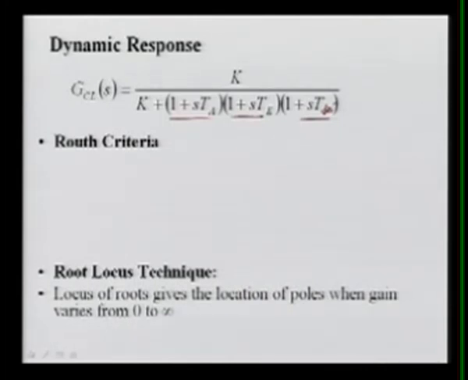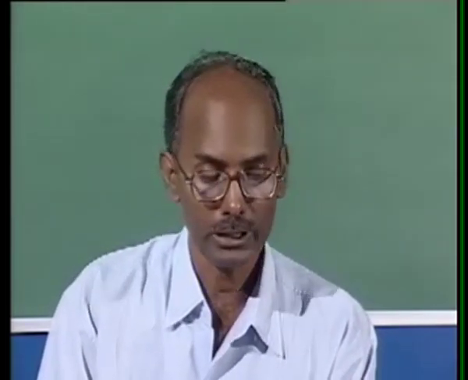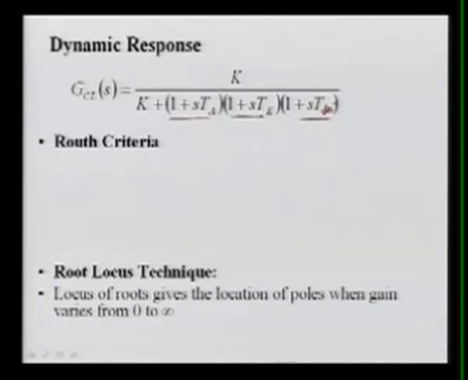Normally there are various criteria, because we want to see for what value of gain our system will be stable. The first one is that normally we go for the Routh criterion, which is basically a necessary condition, and it depends upon the characteristic equation of the system. Now what will be the characteristic equation? Here the denominator of this closed loop transfer function must be 0. So the characteristic equation Q(s) is nothing but K + (1 + sTA)(1 + sTE)(1 + sTDO prime). So this is your characteristic equation, and we equate it to 0.